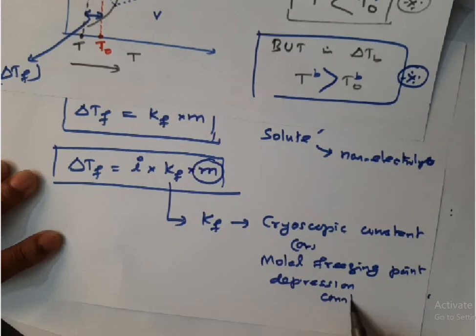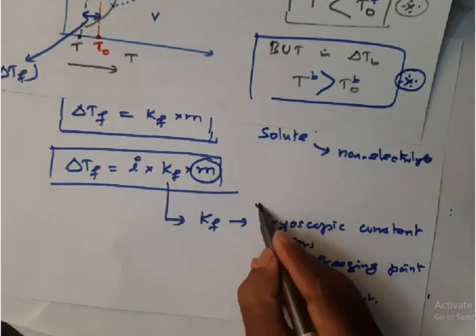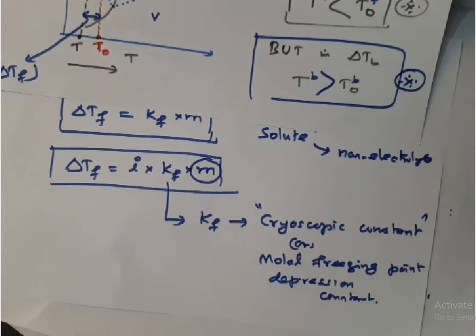Depression constant. Okay, cryoscopic constant. It is usually called the cryoscopic constant. Kf is called the cryoscopic constant, and it is also called the molal freezing point depression constant. Okay, take note. Is this clear, students? Any doubt?